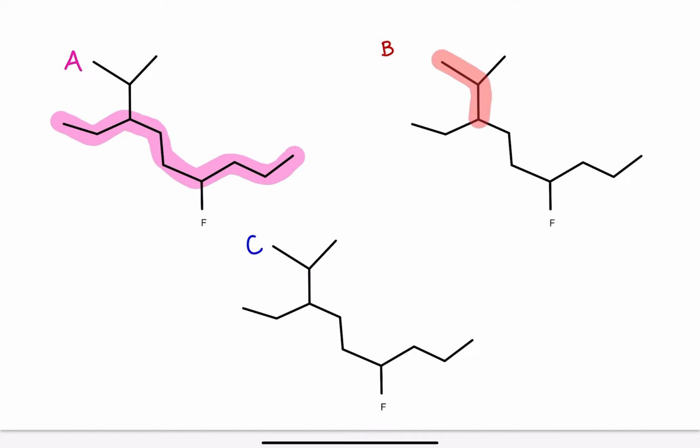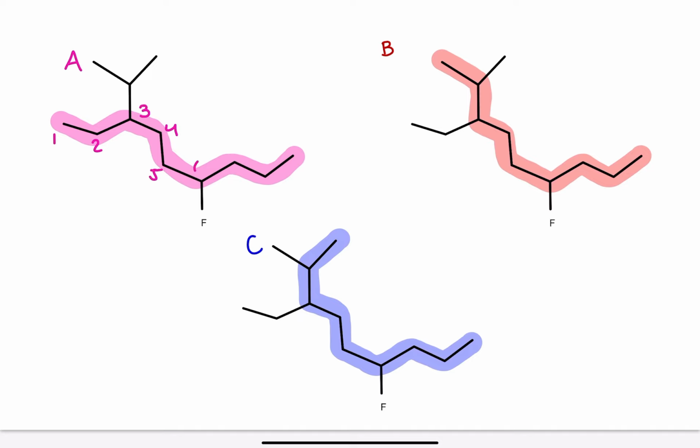Now, this particular compound is very interesting because there are 3 distinct paths that give the exact same number of continuously connected carbons, which will be 9. Path A is highlighted in pink, path B is highlighted in red, and path C is highlighted in blue. It is very important to start numbering from the end of the chain that gives the nearest substituent the lowest possible number, which is what I have done here.